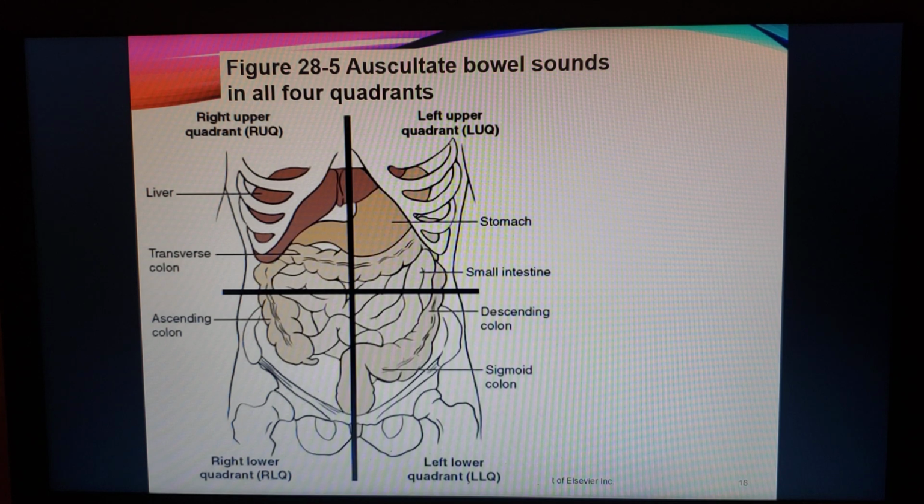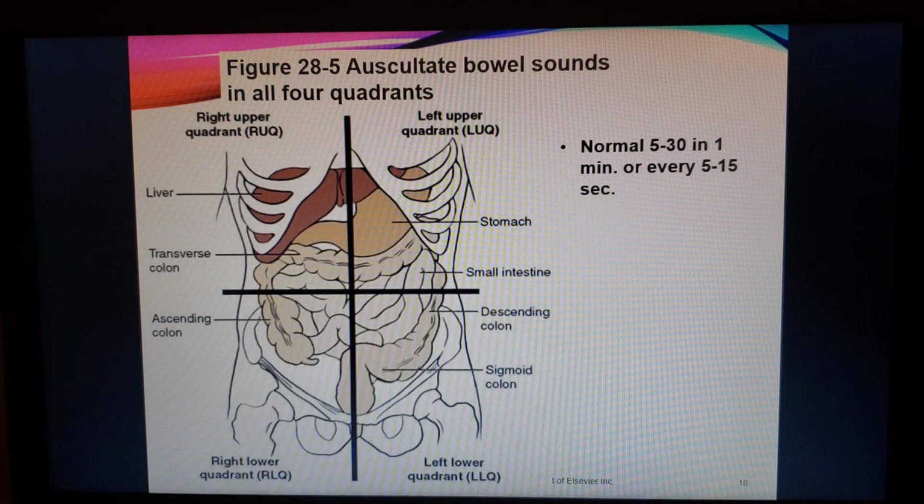This is a picture out of your book, page 636, and it's showing you how to auscultate bowel sounds in the 4 quads. And we've already went over this. We did this the first or second week of school, where we learned the head to toe assessment before we went to clinical. So we'll cover this on testing for GI.